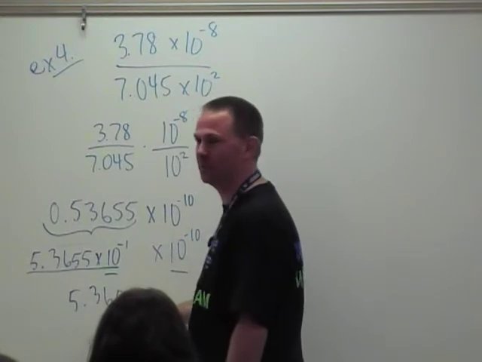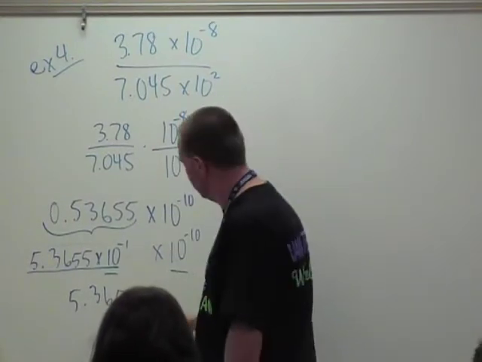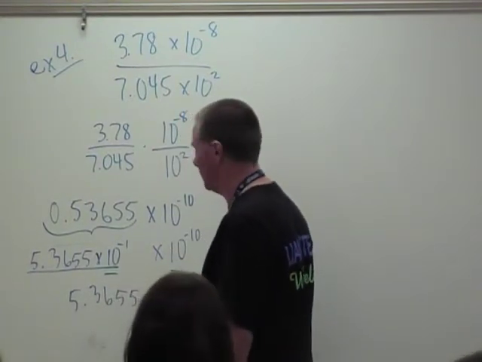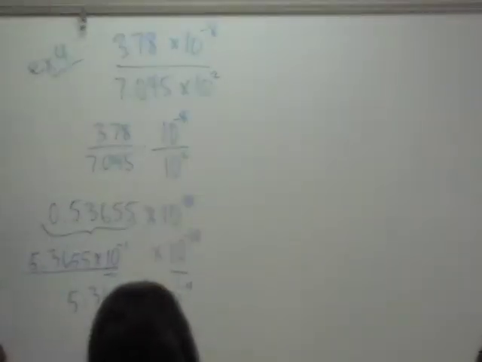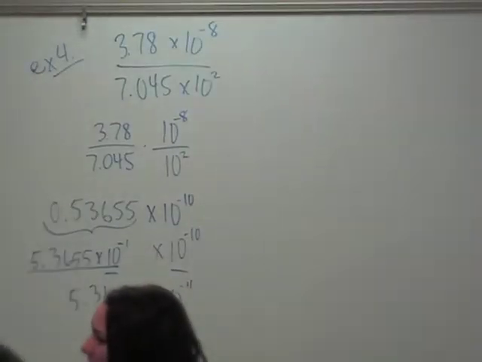Oh, look at that. There's 4 decimal places. Maybe Mr. Lockwood isn't so dumb. No, I never said you were dumb. I think you're still pretty good.